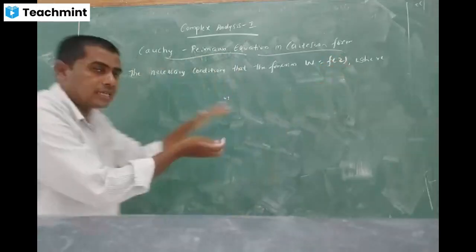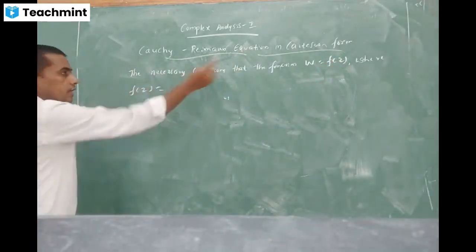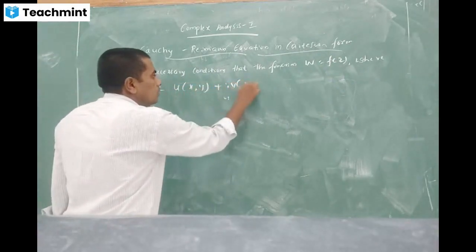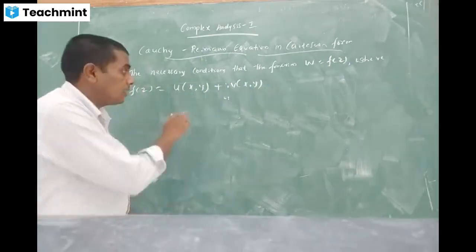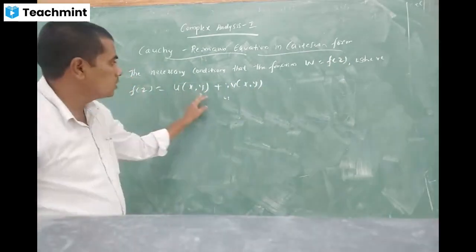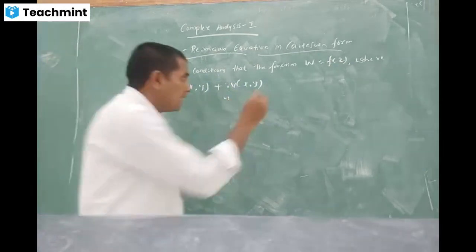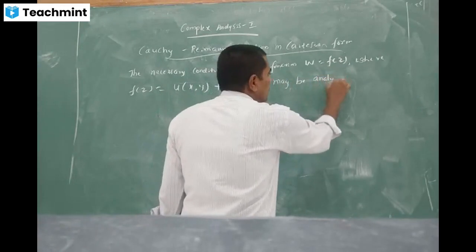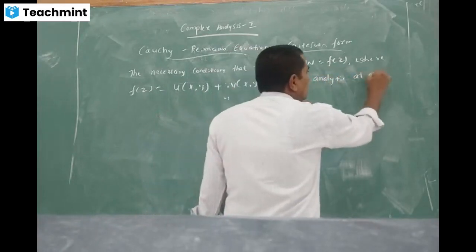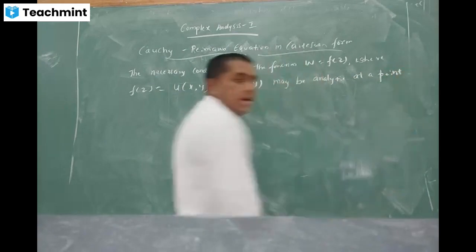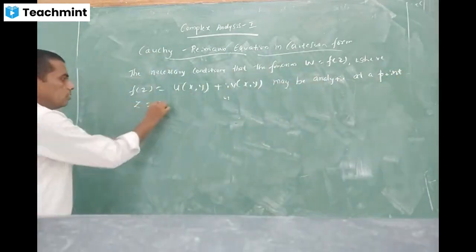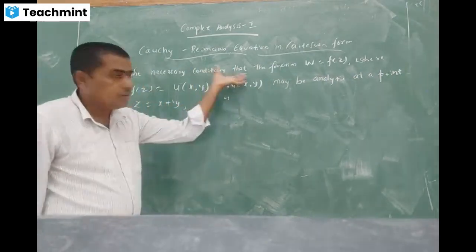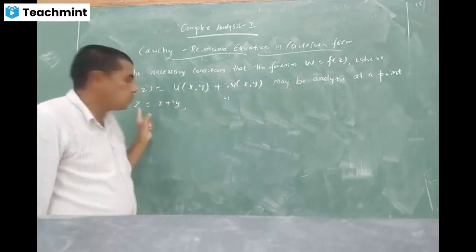This f of z I'm going to define like this. Here f of z is equal to u of x comma y plus i into v of x comma y. Clear? f of z is equal to u of x comma y plus i into v of x comma y, may be analytic at a point z is equal to x plus iy, which means the given function is analytic at this point z.